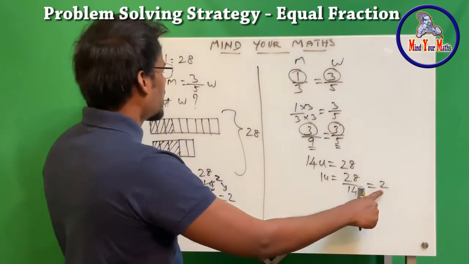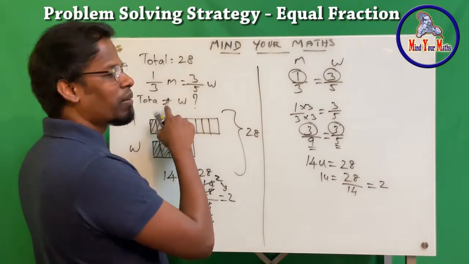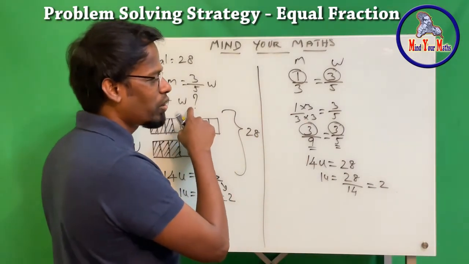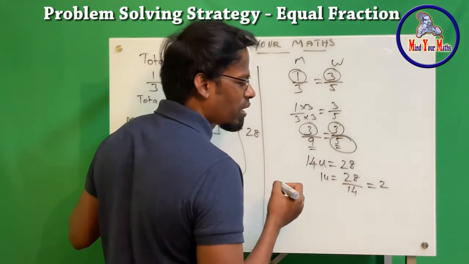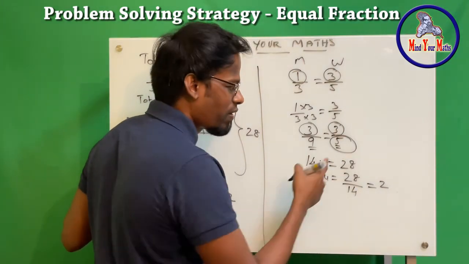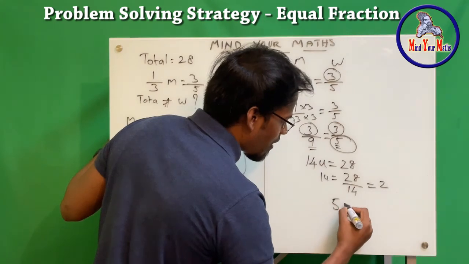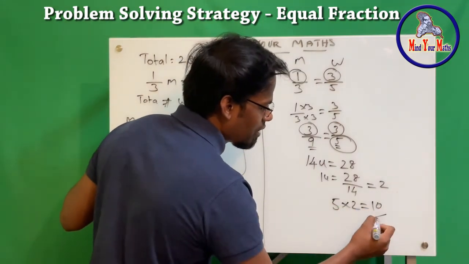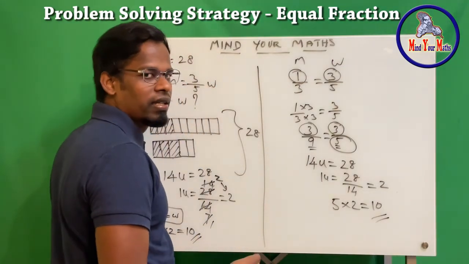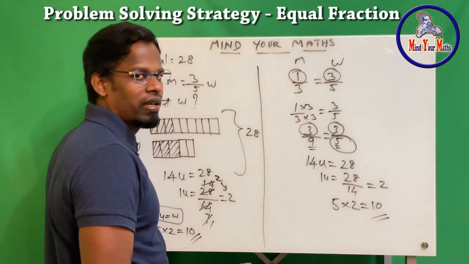2 people. Now what do we need to find? Total number of women. How many units are the women? This is the total number of units of women, 5. So 5 times 2 is equal to 10. So there are total 10 women in the library.